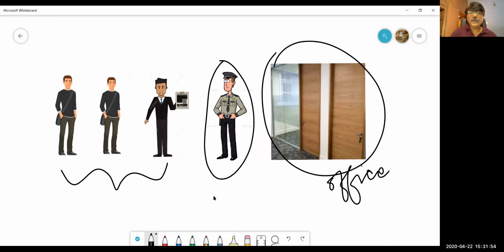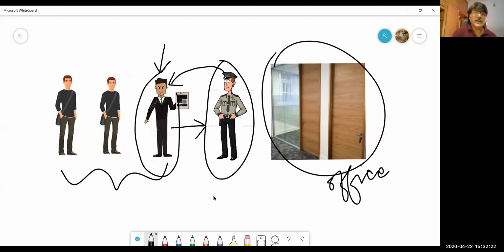Now this time what happens is, when any of the users wants to use the resource, he will approach the security guard. The security guard will not allow this person inside the office. Instead, the security guard will ask what work he has. Now let us say this person says, I want to perform a write operation.